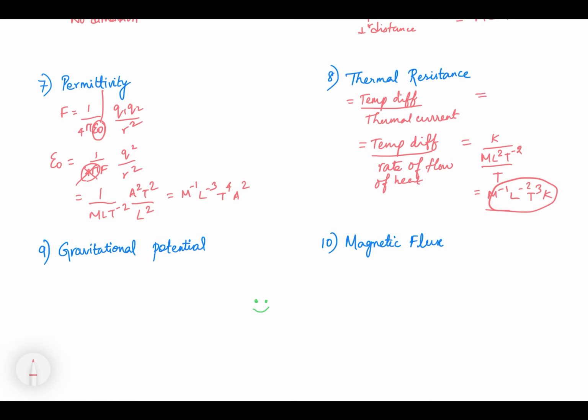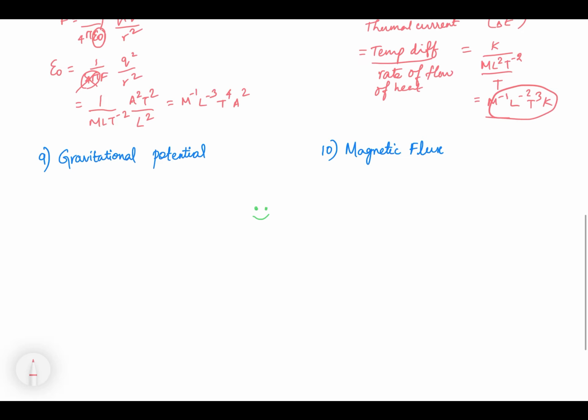I'll repeat it again. It is temperature difference by thermal current, or temperature difference by rate of flow of heat. You can write it as temperature difference, capital T, by rate of flow of heat, delta Q, by small t, small delta T, which means time. So this is going to become K by mL square T minus 2 by T, and M minus 1 L minus 2 T power 3 and K.